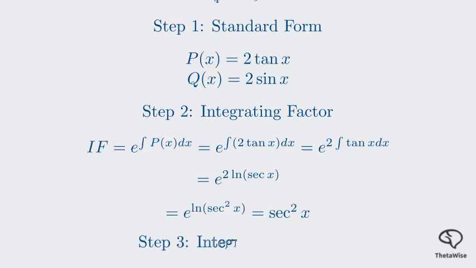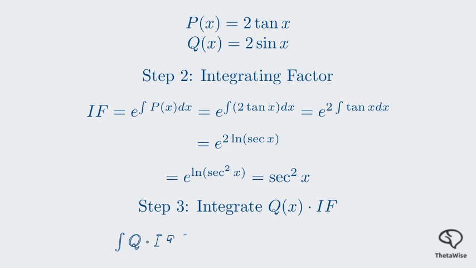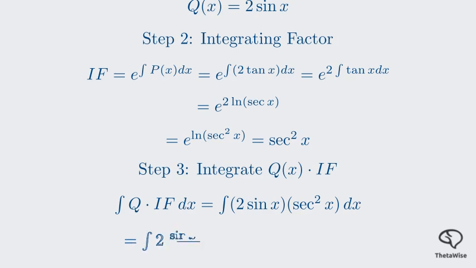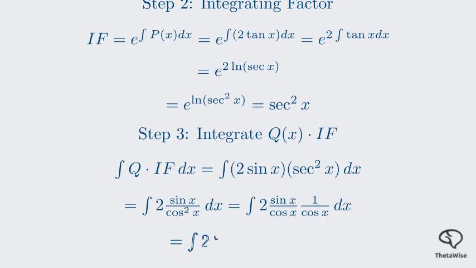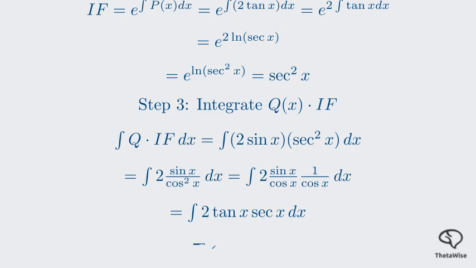Step 3. Integrate Q(x) times the integrating factor. We need the integral of 2 sine x times secant squared x dx. Let's rewrite this in terms of sine and cosine. Secant is 1 over cosine. So we have the integral of 2 sine x over cosine squared x. We can write cosine squared x as cosine x times cosine x. Sine over cosine is tangent, and 1 over cosine is secant. So our integral becomes the integral of 2 tangent x secant x dx. This is a standard integral form. The integral of tangent x secant x is secant x. So the result of step 3 is 2 secant x plus c.